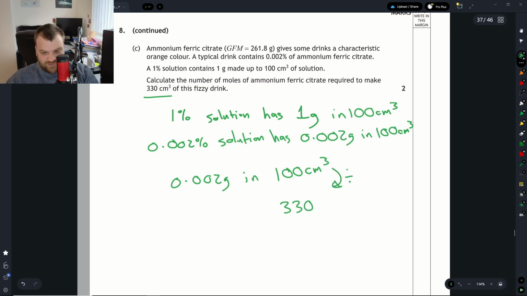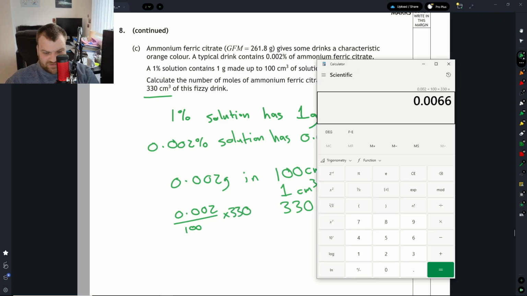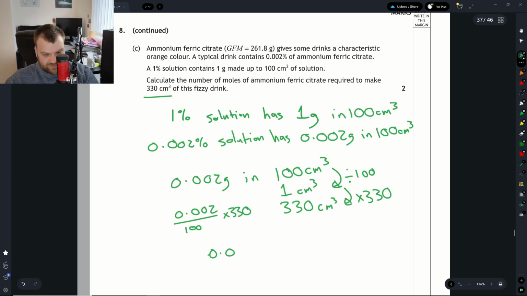then we want to divide by 100 to tell you what would be in 1 centimetre cubed. And then we want to times by 330. We do the same on the far side, 0.002 over 100 times 330. And that gives 0.0066 grams of ammonium ferric, or ferric citrate, I should say.